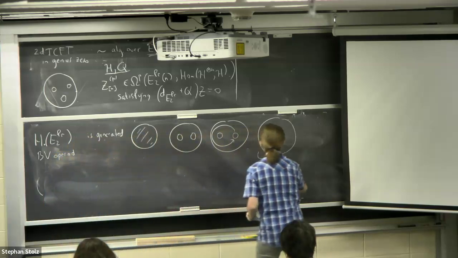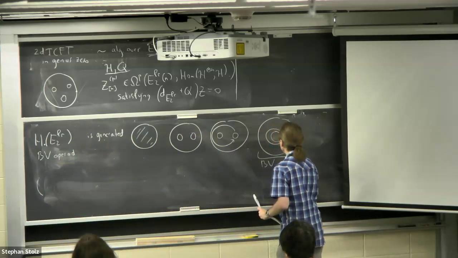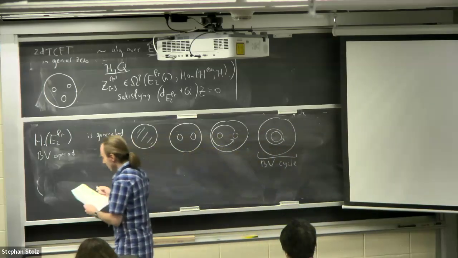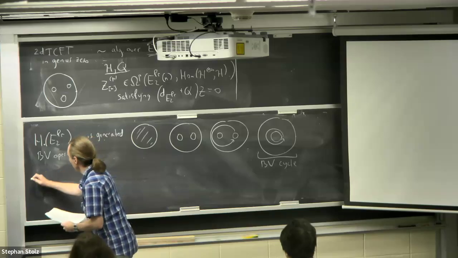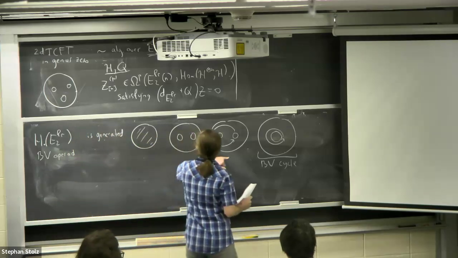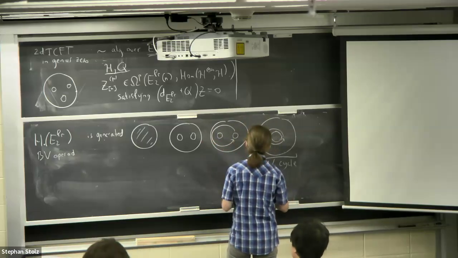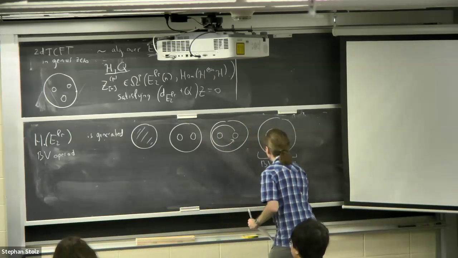This is the very important cycle for us. Let's call it the BV cycle, and the integral of C over that cycle is sometimes called in field theory the BV operator.